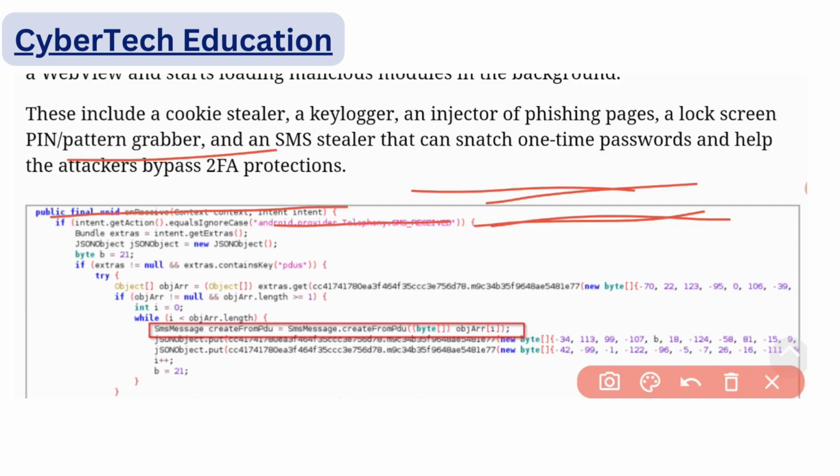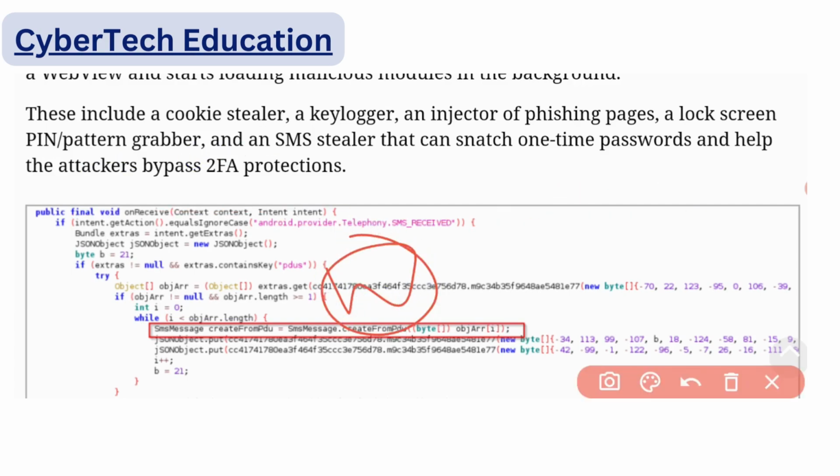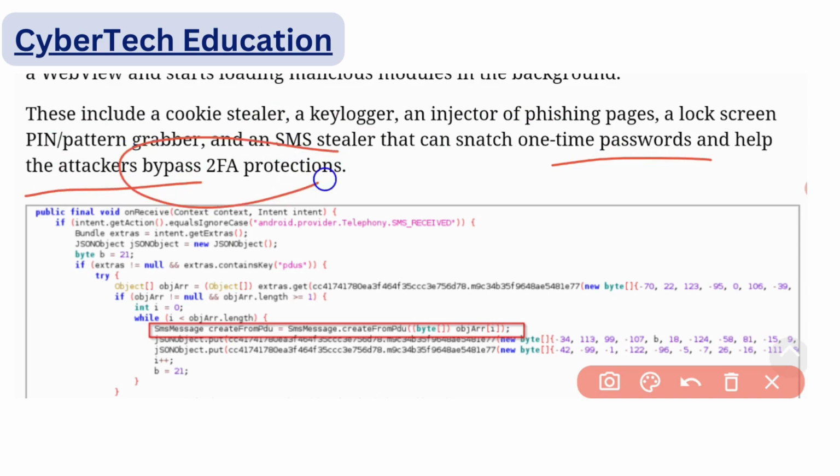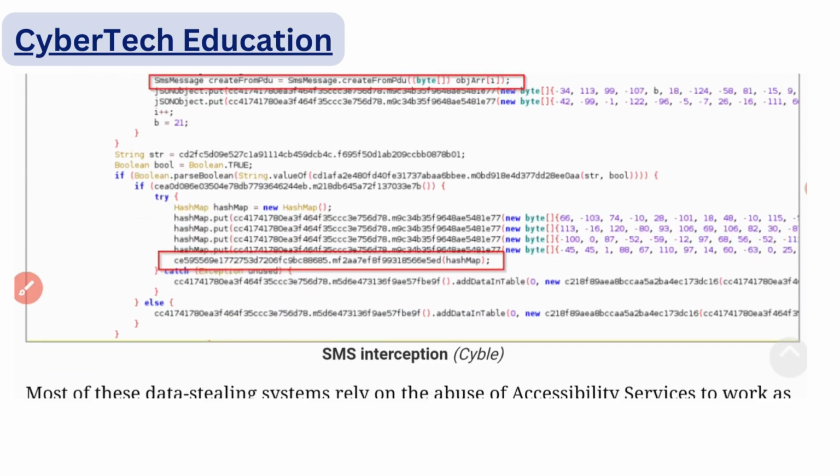All done in the background. So we have abstraction, we have encapsulation, right? Those usually run in the background. Here this includes a cookie stealer, keylogger, and injector of phishing pages. We also have to keep in mind a lock screen PIN pattern grabber and an SMS stealer too. That can catch one-time passwords and also helps the attacker bypass 2FA protection. So this is how the activities are performed.